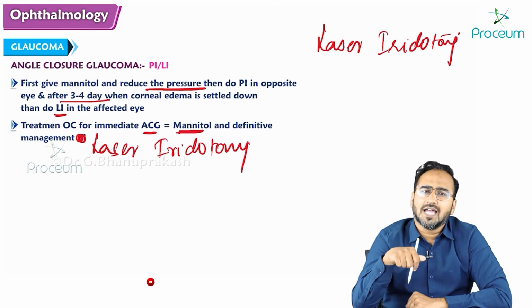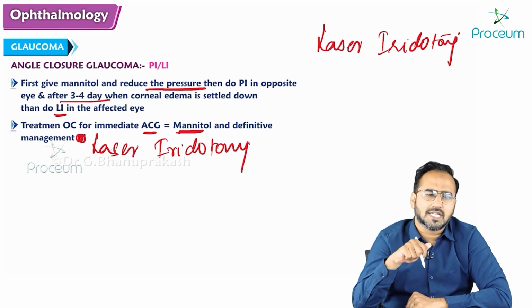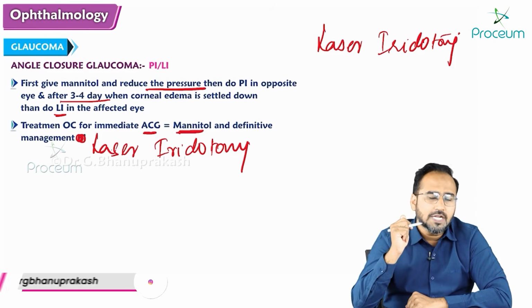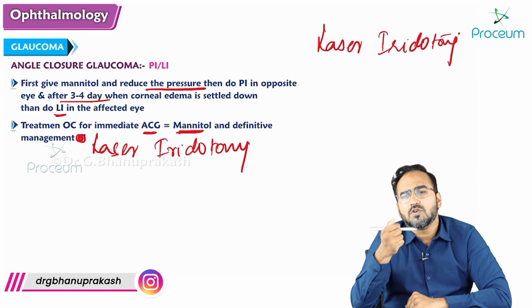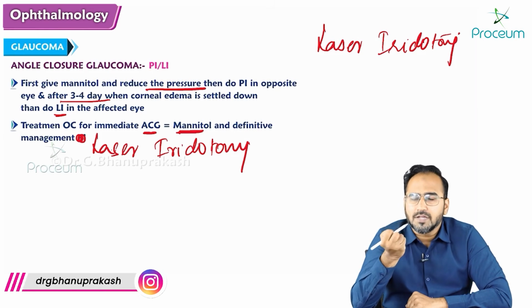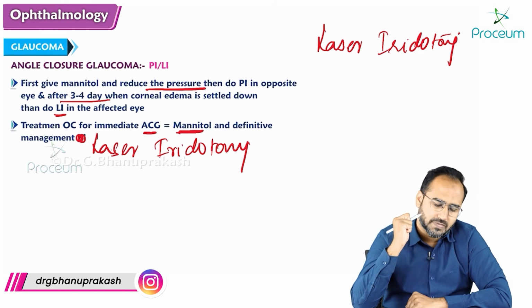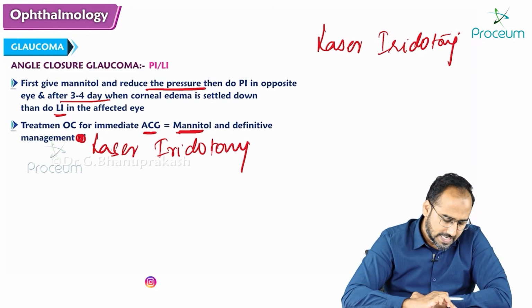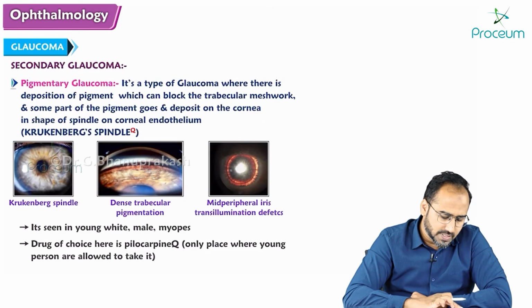Trabeculectomy. Whereas in angle closure glaucoma, the best management is laser iridotomy. But before going for laser iridotomy, we first give mannitol to the patient, which reduces the intraocular pressure. That's regarding the management of angle closure glaucoma.